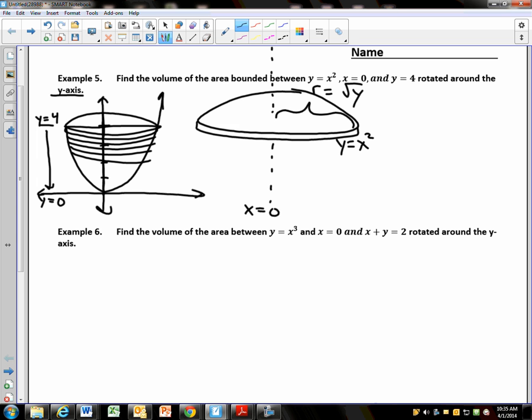So all I did was I took y equals x squared, and I changed that to x is equal to the square root of y by simply square rooting both sides.